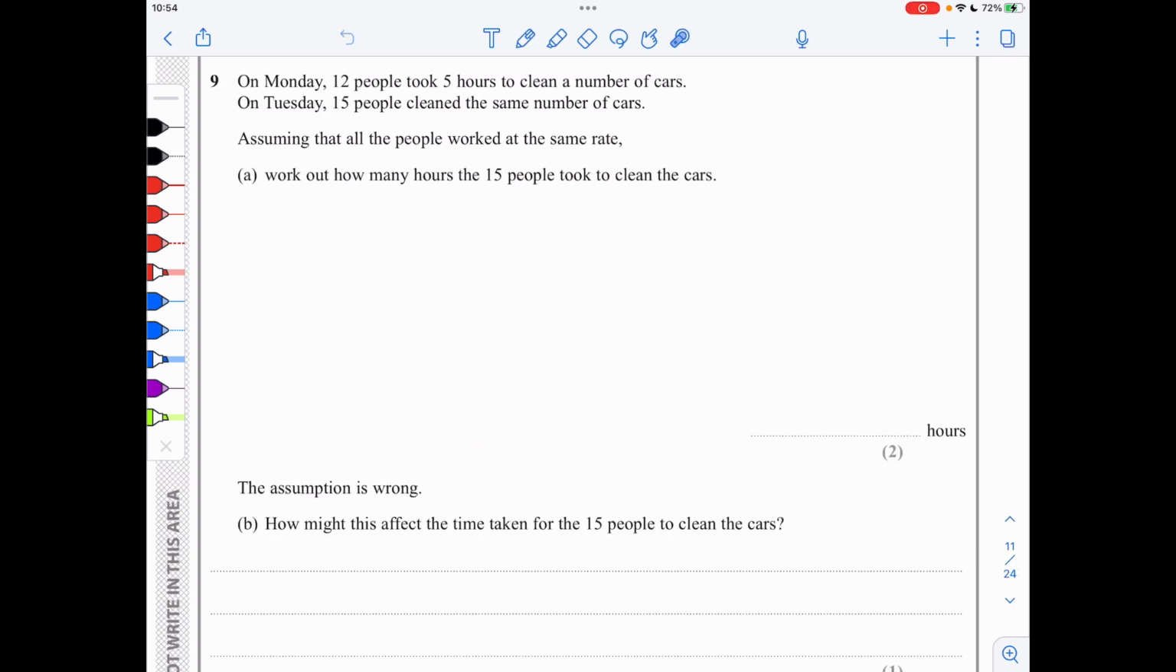In 9, we know that 12 people took 5 hours to clean a number of cars, and on Tuesday we've got 15 people cleaning the same number of cars. We need to work out how many hours these 15 people took, assuming that they all worked at the same rate. So this is an example of inverse proportion, because the more people you have, the less time it takes to finish the job. So the product in inverse proportion is always the same.